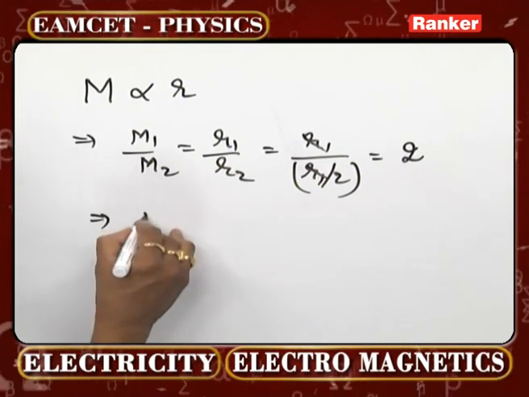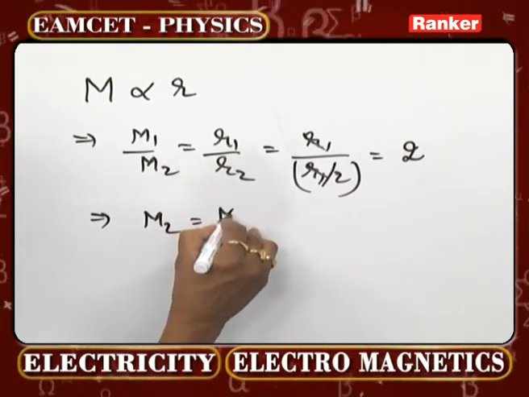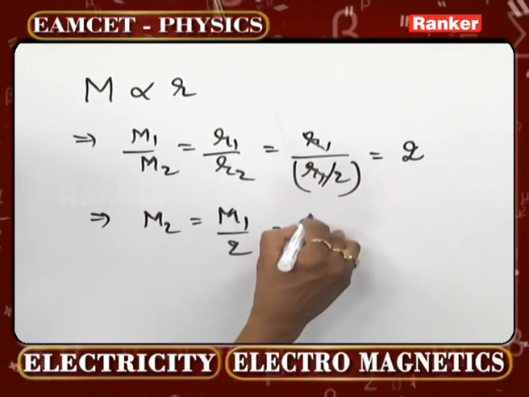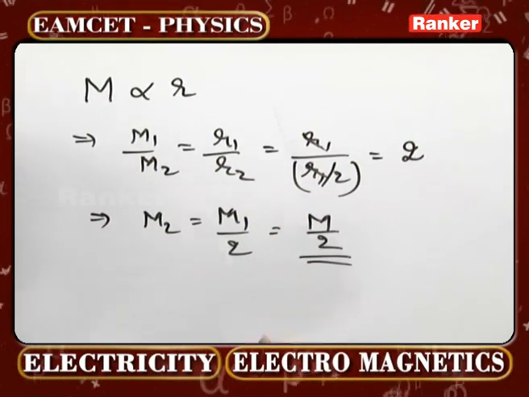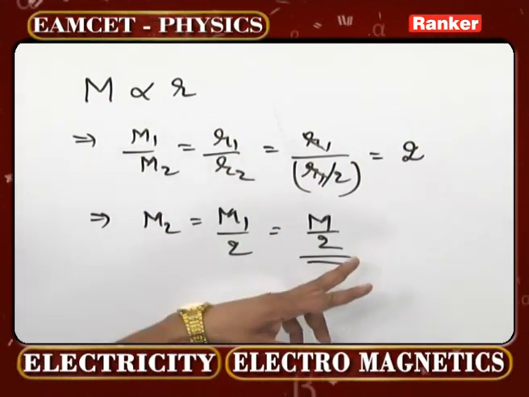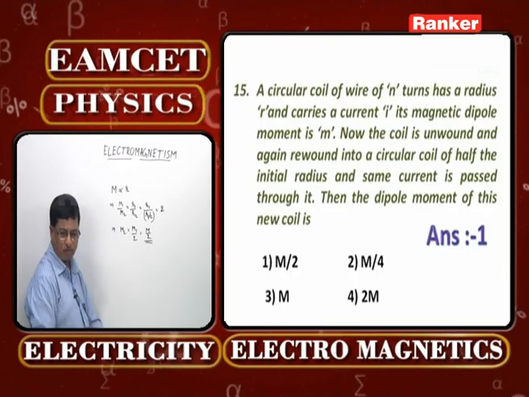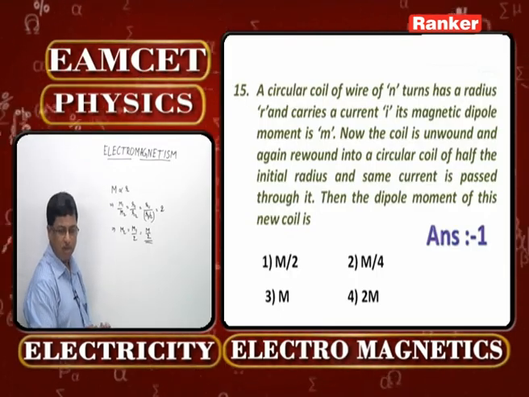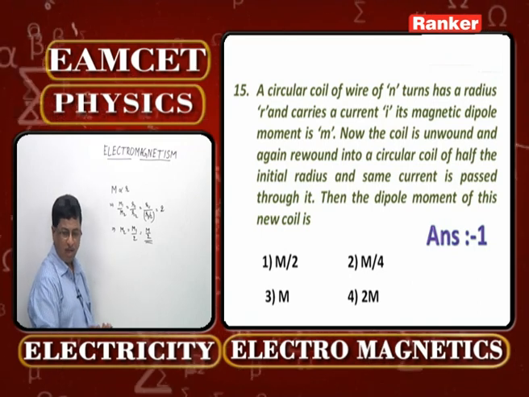So what is M2, the question? Is it not simply M1 by 2? M1 how much he has given in the problem? It is given as M. So what should be your answer now? M by 2. Directly the first option itself is the correct option for this problem number 15.